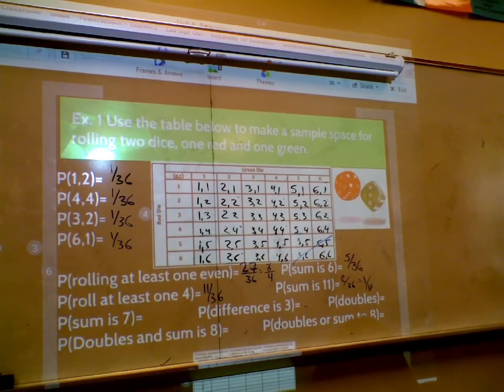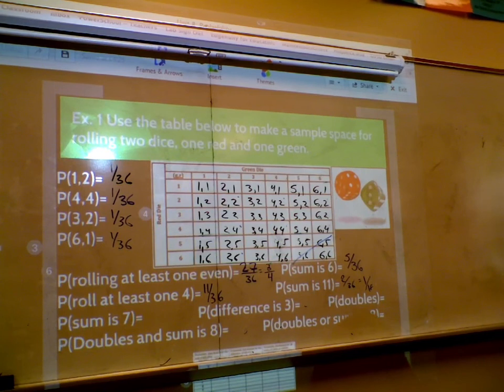So it's gotta be doubles and it has to have 8. These guys have to be doubles and also have what? Perfect. So how many are there?